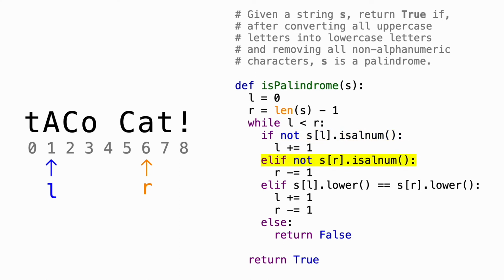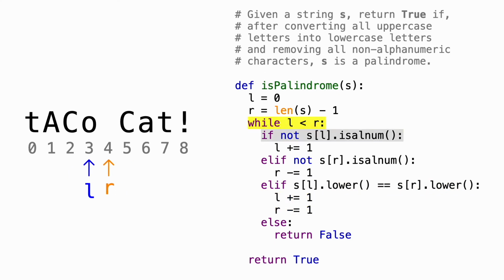The character at index R is a lowercase a, which is also alphanumeric, so now we can compare the two. Since we apply the lower method here, we are comparing two lowercase a's, and since they are equal to each other, we can move the pointers inwards again by incrementing L and decrementing R. Next, the character at index L is an uppercase C, which is alphanumeric, and so is the character at index R. After converting both characters to lowercase and comparing them to each other, we see that they are equal, so let's move both pointers inwards again.